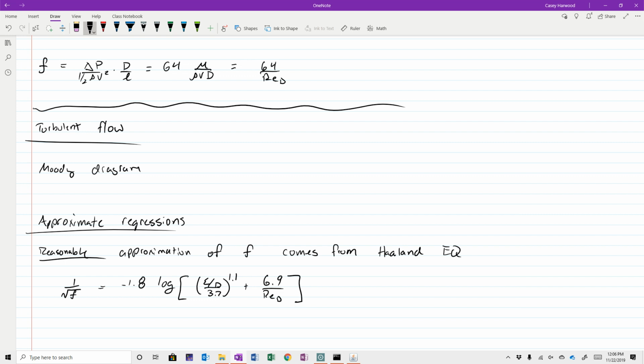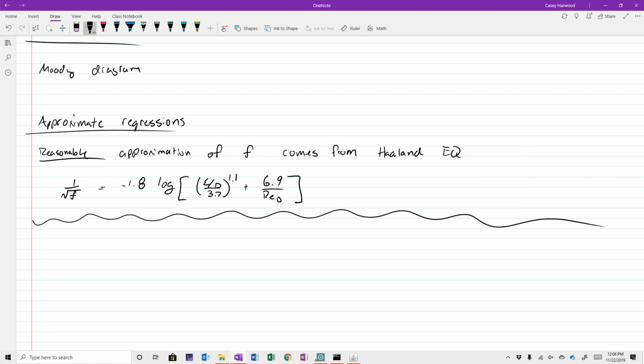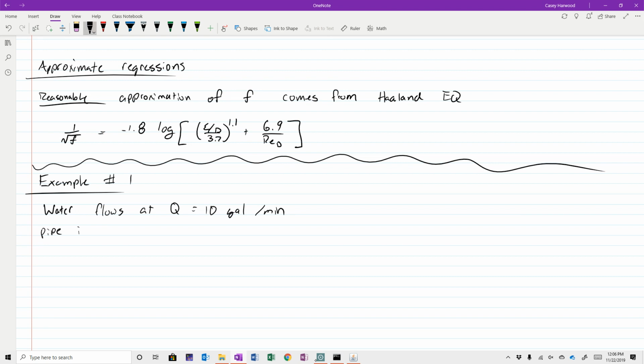Okay, let's do a couple of examples here. Before we hit any examples, any questions on what we just saw? All right. So consider a case. We've got water in a pipe. It flows at Q equal to 10 gallons per minute. I know, imperial units. The pipe is a new 0.75 inch diameter galvanized iron pipe.